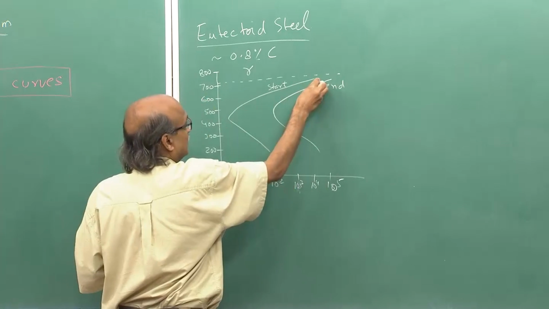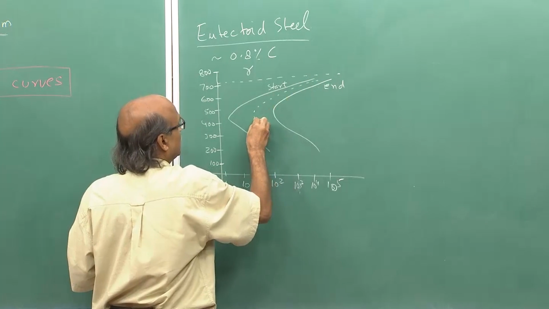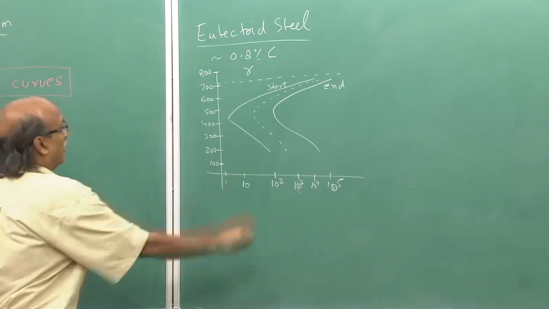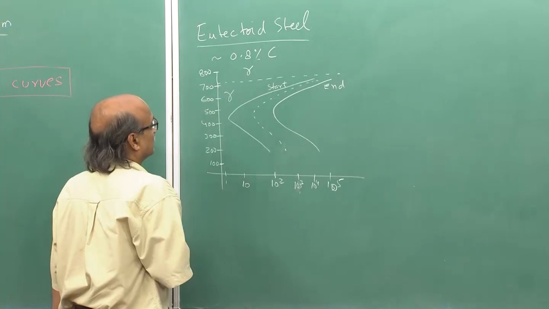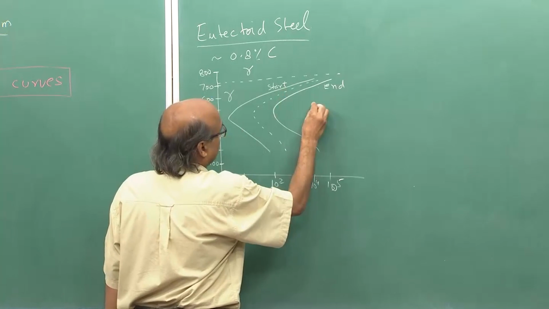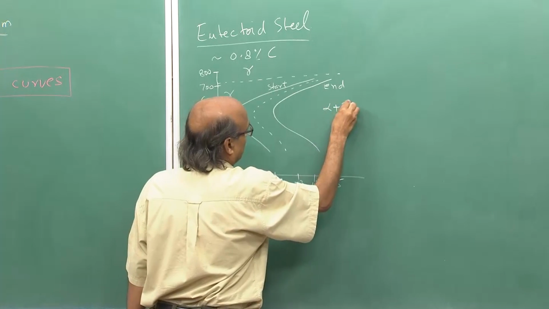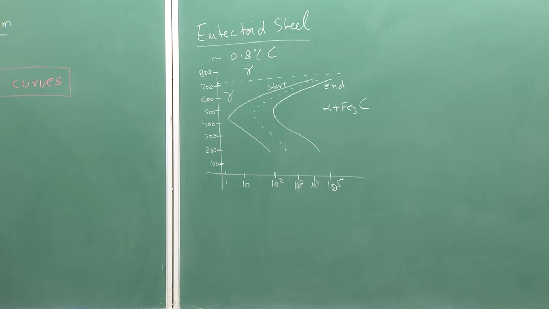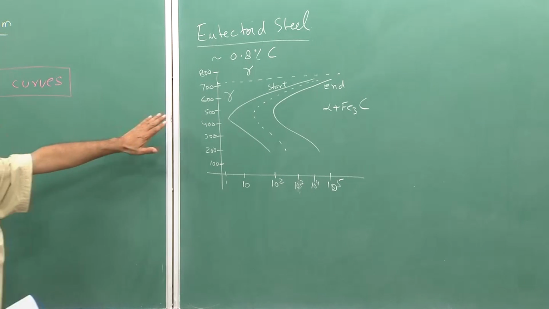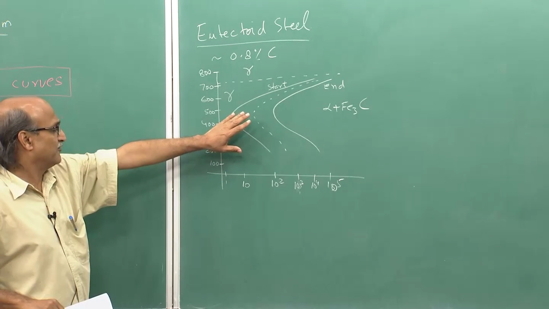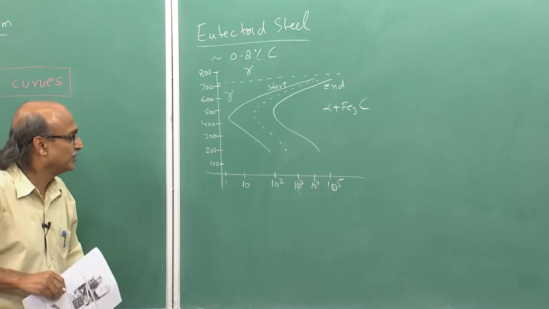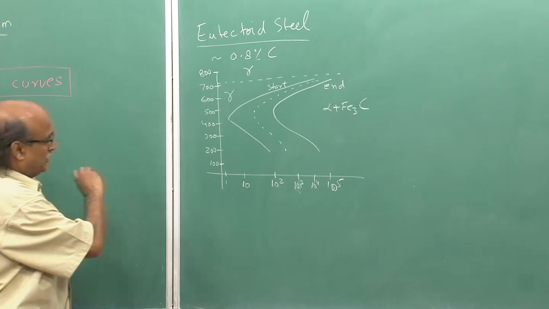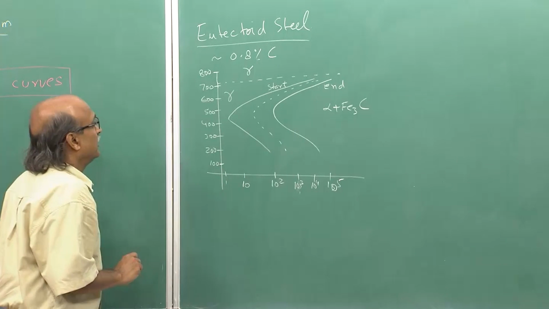End of transformation, somewhere here would be the 50% line. So, out here is austenite gamma and out here is alpha plus Fe3C, ferrite plus cementite. For many systems this diagram would be sufficient, but in the case of steel we have some more points on this diagram.